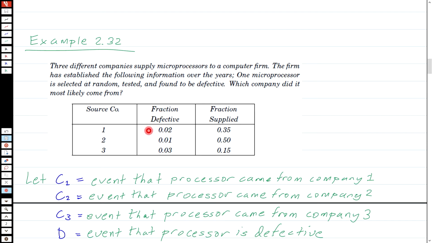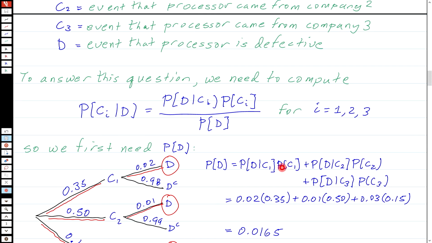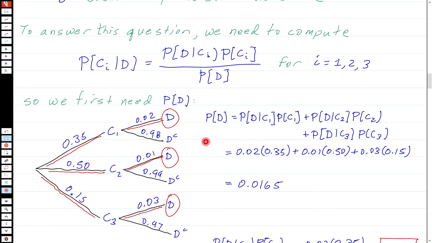So we're looking for the probability of coming from company 1, 2, or 3, given that it's defective. So I'm looking for something like this: the probability of coming from company i, given defective, for i equals 1, 2, 3. For this, we first need to compute the probability of defective. That's the denominator in this Bayes' theorem expression. So let's draw an event tree. We've got 3 source companies, and we know the fractions coming from each source company, and we know the fraction defective from each source company as well.